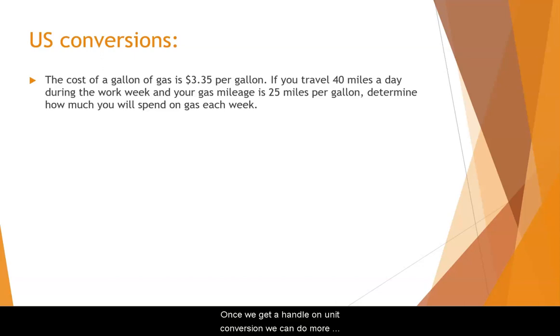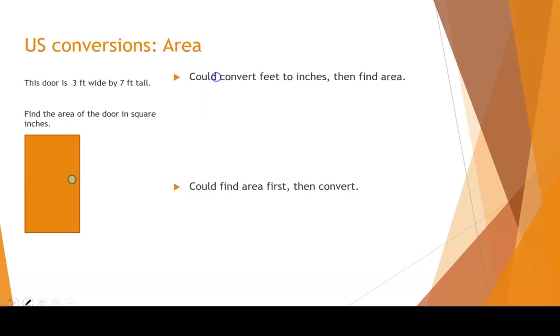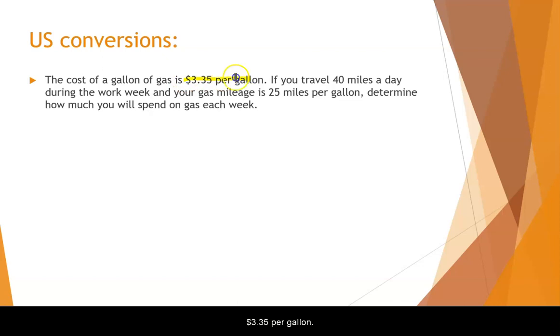Once we get a handle on unit conversions, we can do more complicated problems that have more moving parts. Let's look at this one. The cost of a gallon of gas is $3.35 per gallon. If you travel 40 miles a day during a work week and your gas mileage is 25 miles per gallon, determine how much you're going to spend on gas each week.